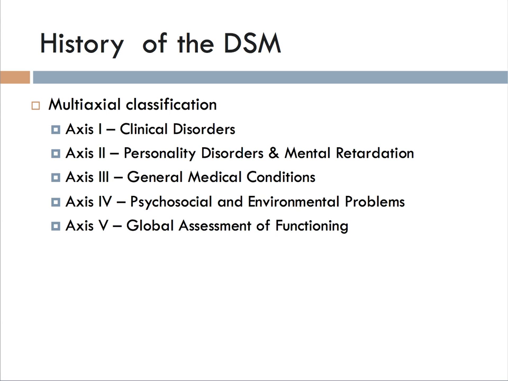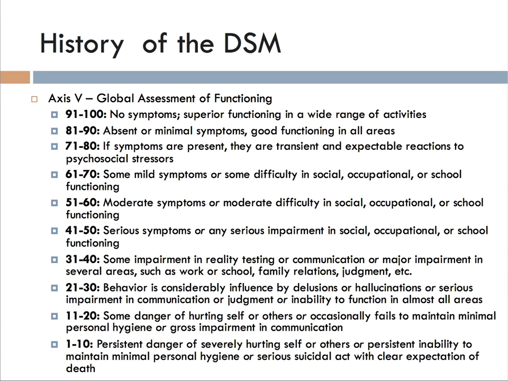And while this might not seem like a big deal, at the time the acknowledgement of environmental factors and mental illness was actually a really big change. The other thing that the multi-axial system involved was what was called the Global Assessment of Functioning, or GAF. And the GAF was intended to help practitioners describe the severity of symptoms.